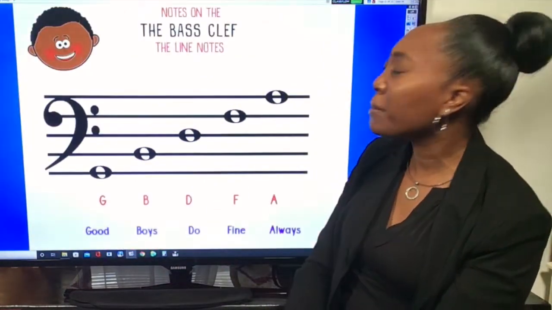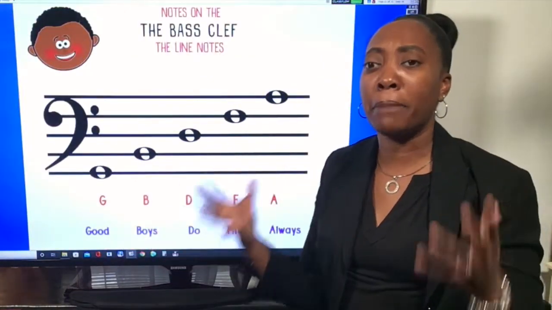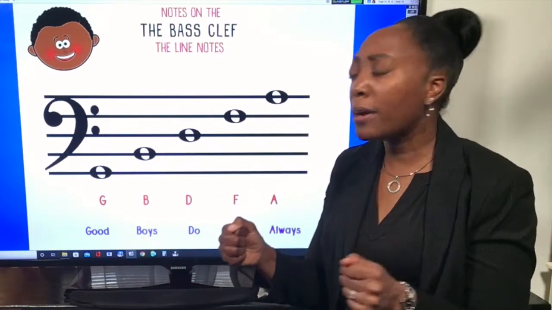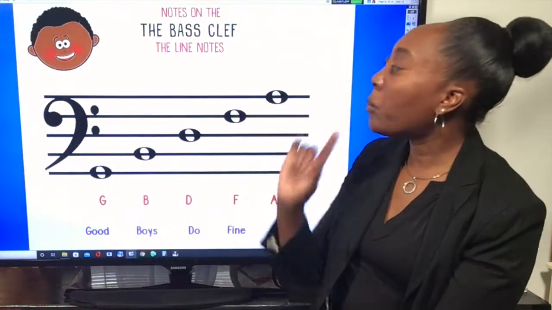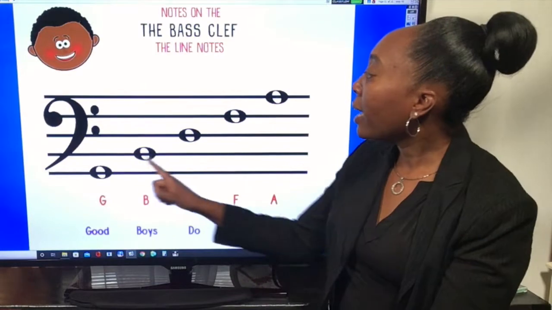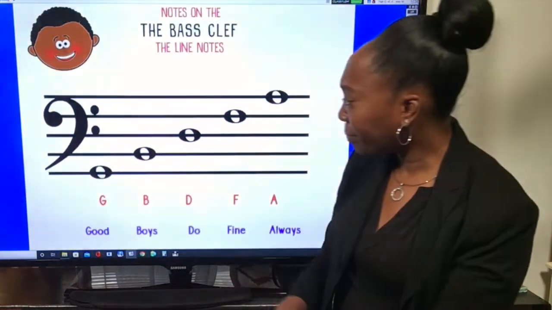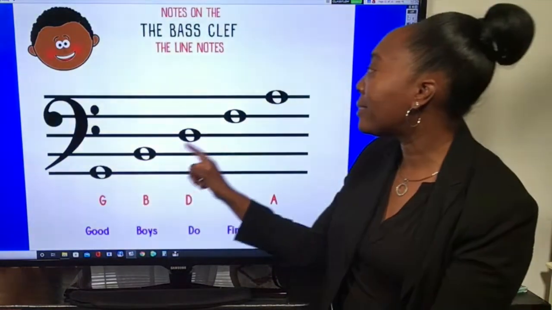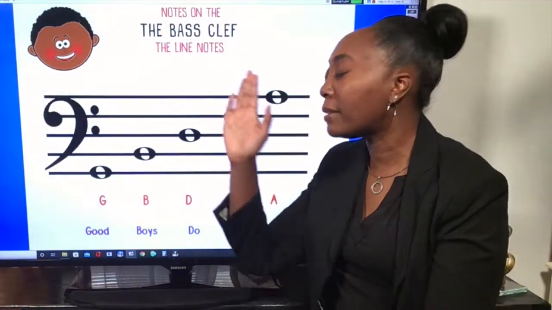But how do we figure this all out with the bass clef? I mean, this is a brand new clef. How will I know what note is what? Well, we have something special to tell you. Now, here is our bass clef. Here are our line notes. Notice that the notes are ascending, meaning they're going up the staff.